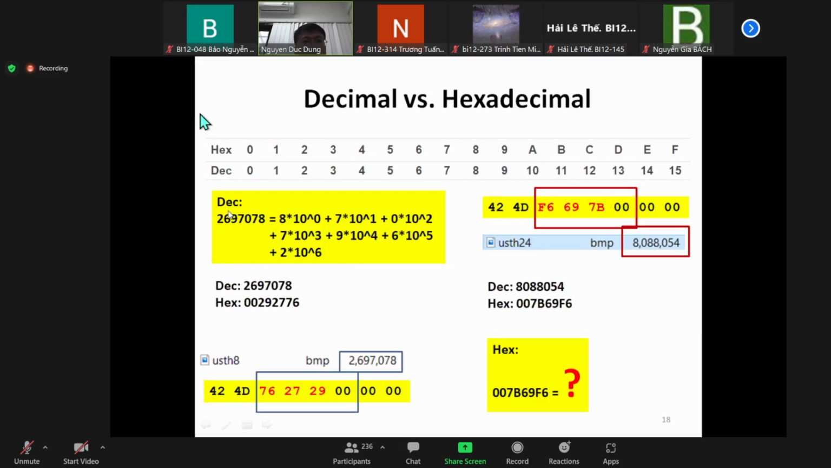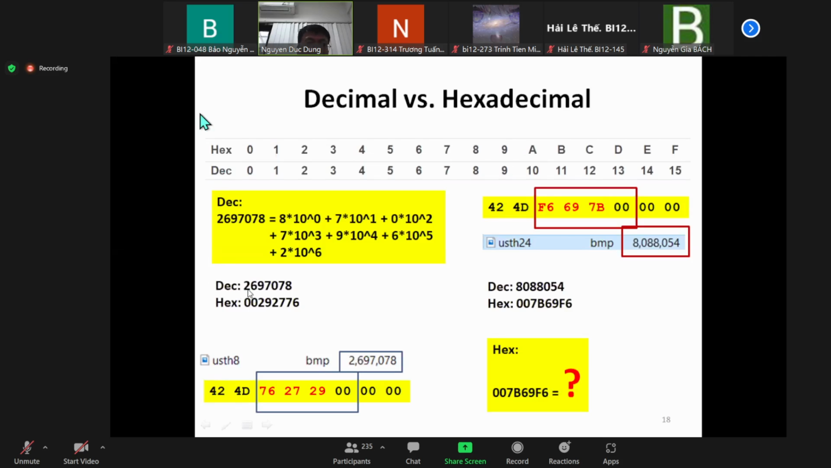If we write a number in the decimal numbering system, 26,97079, it means that this number equals the first digit multiplied by 10 power 0. The second digit, 7, is multiplied by 10 power 1, and so on. That is the rule, and this rule is common for every numbering system. Now use your pen and paper to verify that.